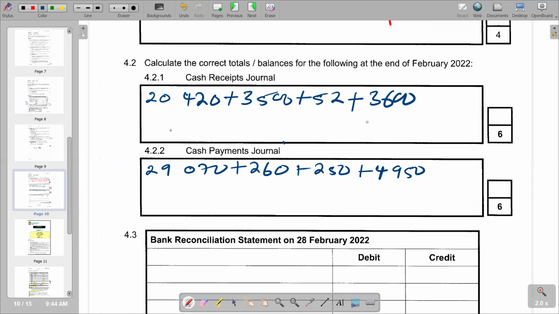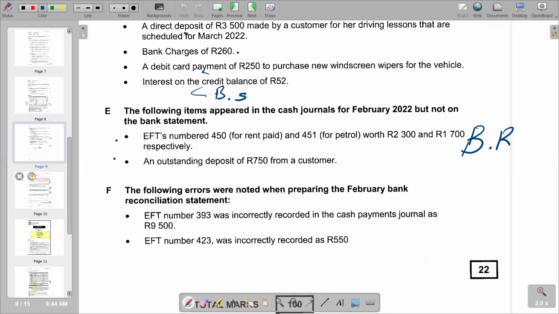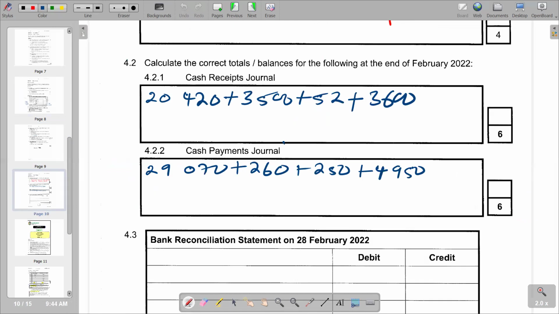So now we have exhausted all the transactions that we needed to adjust. So it's a matter of now adding so that we get the totals. So here 20,420 plus 3,500 plus 52 plus 3,600, and you are going to get a total of 27,572. Do the same thing on the cash payment journal where we are saying 9,070 plus 260 plus 250 plus 4,950, and we are going to get a total of 34,530. And that's enough on the calculations of the cash receipts journal and cash payments journal.